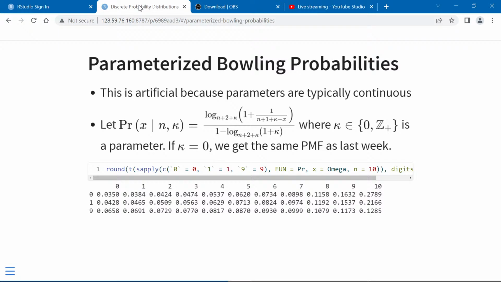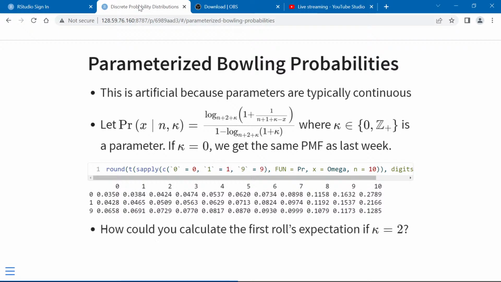Depending on the value of kappa, you get different probabilities, but the probabilities still sum to 1 over the entire sample space omega. Consequently, we can use this for evaluating bowlers that may have different kappas governing their ability to knock down pins in a frame of bowling, which is similar but not exactly how we might approach this if we were doing it for real in the social sciences. So how could we use this function, which in week 3 has been defined to include a third argument for kappa in addition to n and x? How would you use that to calculate the expectation of the first roll if kappa is 2?